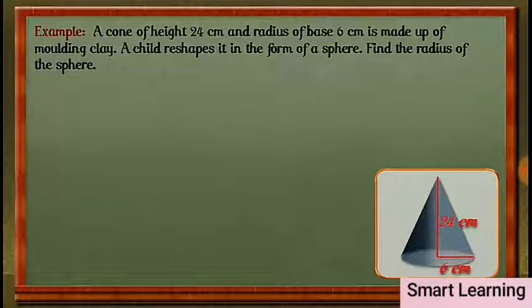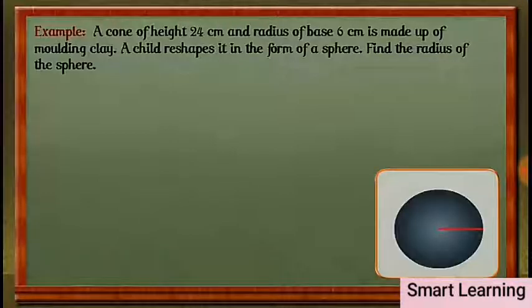Example: a cone of height 24 centimeters and radius of base 6 centimeters is made up of molding clay. A child reshapes it in the form of a sphere. Find the radius of the sphere.